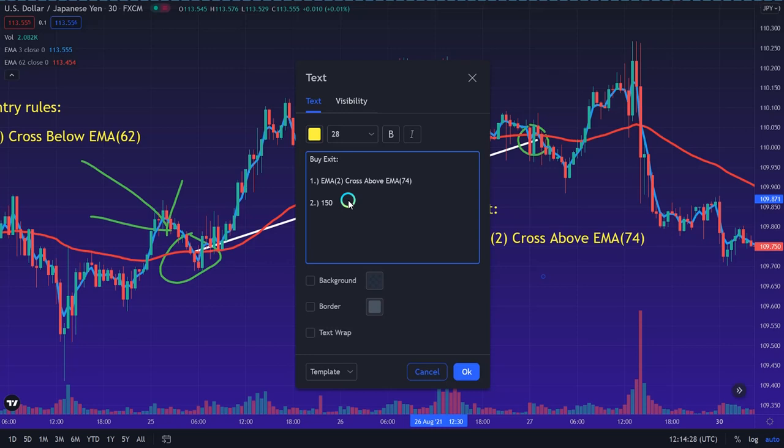Our rule is that you can only close your trade with the first condition if 150 minutes have passed after the entry of the trade.